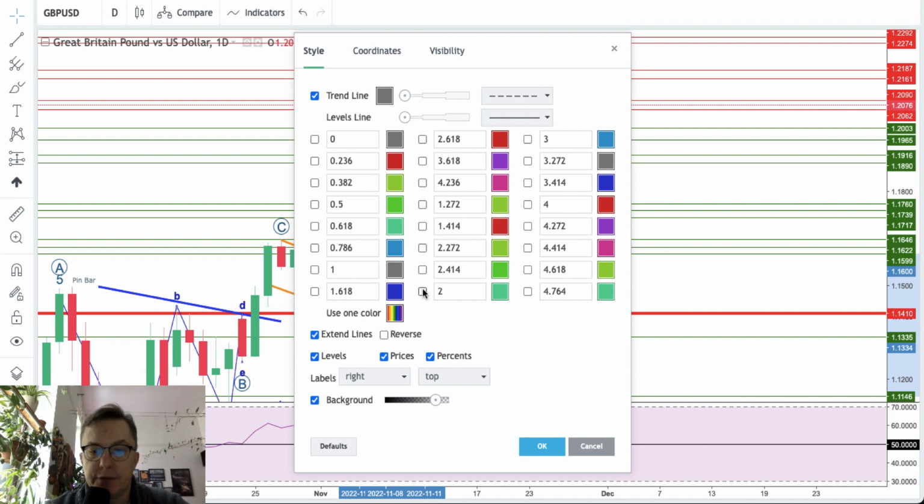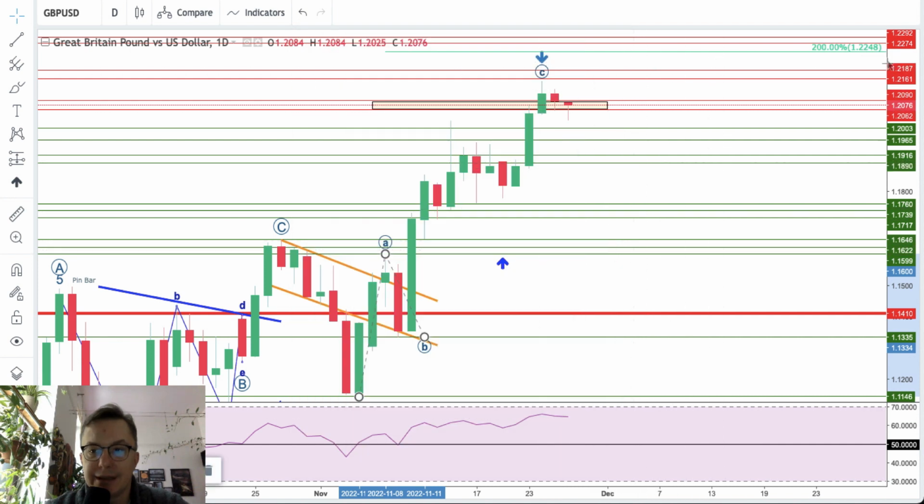So let's see if we hit 2. So that's the other level. 200% is located at 1.2248. The local high was 1.2152. So we need less than 100 pips in order to extend this rally to 200% of the wave A.